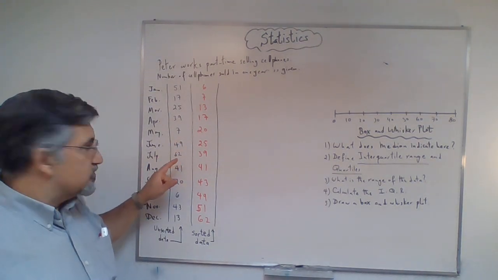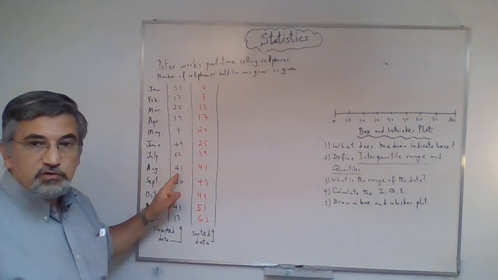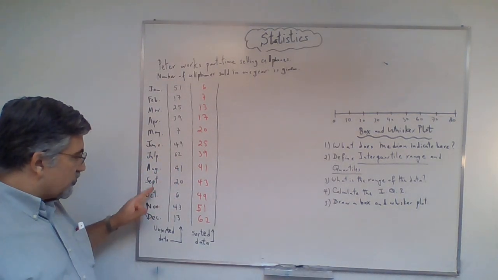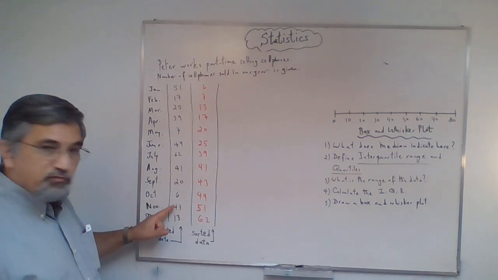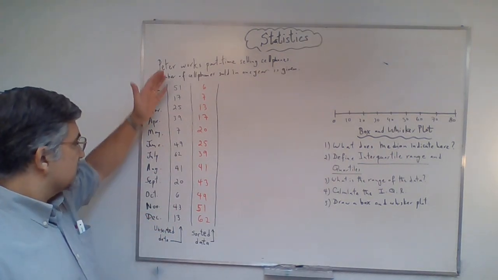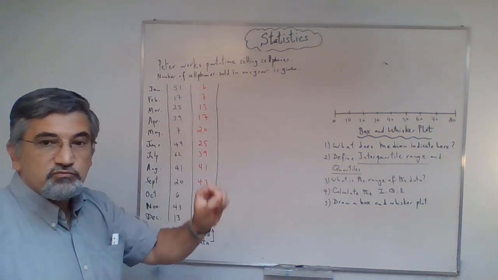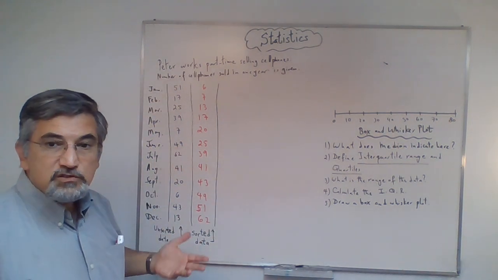In July, 49. July, 62. August, 41 cell phones. September, October, 26. And November, 43 cell phones. And in December, he sold 13 cell phones. So that's what his sales were. And every month, at the end of the month, he would record the number of cell phones that he sold.